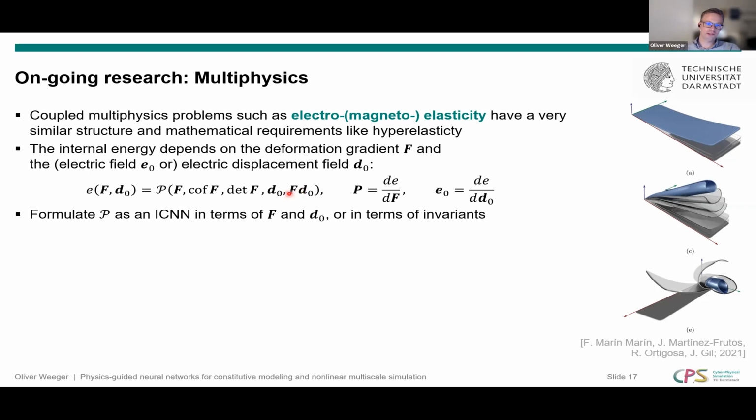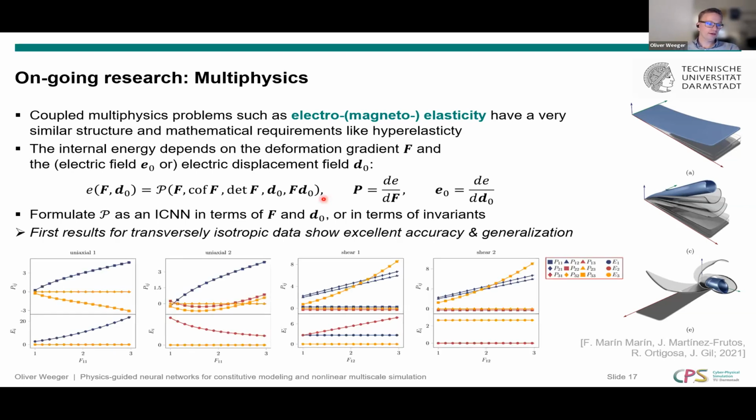And of course, we can do this in terms of these, or we can then also use invariants that relate the mechanical and the electrical parts. Here we already have some first results where we used a transversely isotropic analytical electromagnetic constitutive model, generated some data, and then fitted this using a polyconvex invariant-based electromagnetic constitutive model.